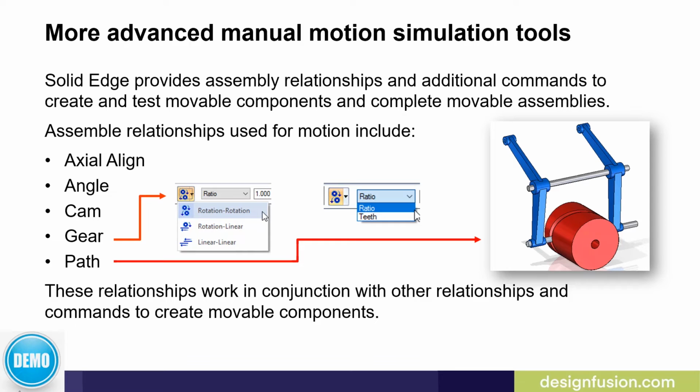So Solid Edge provides assembly relationships and additional commands to create and test movable components and complete movable assemblies. Assembly relationships for motion include axial align, angle, cam, gear, and path. These relationships work in conjunction with other relationships and commands to create movable components. Let me show you a quick example of some of these relationships in action.